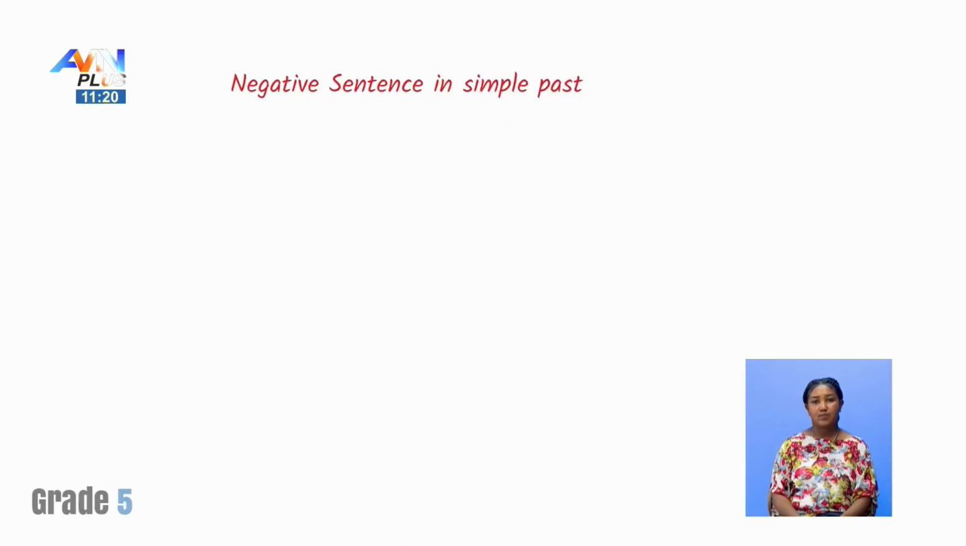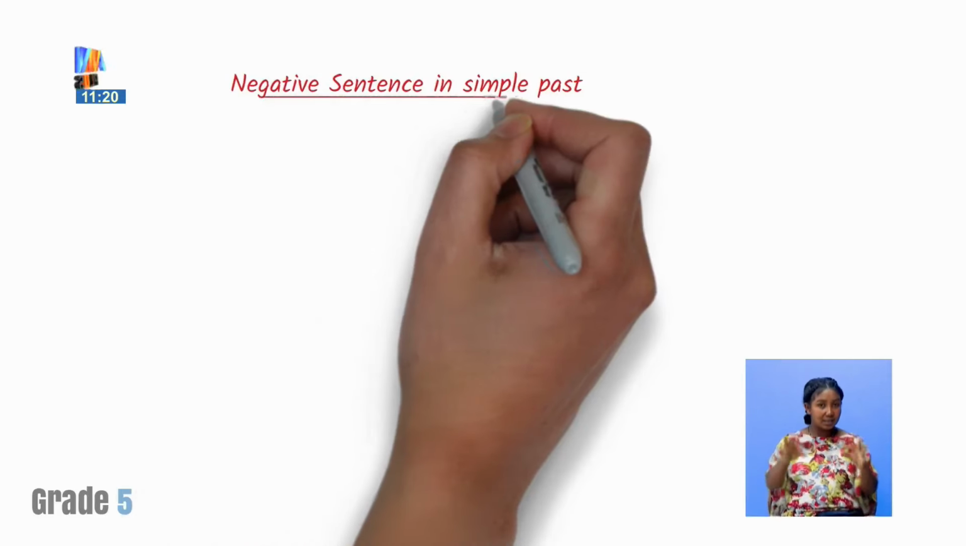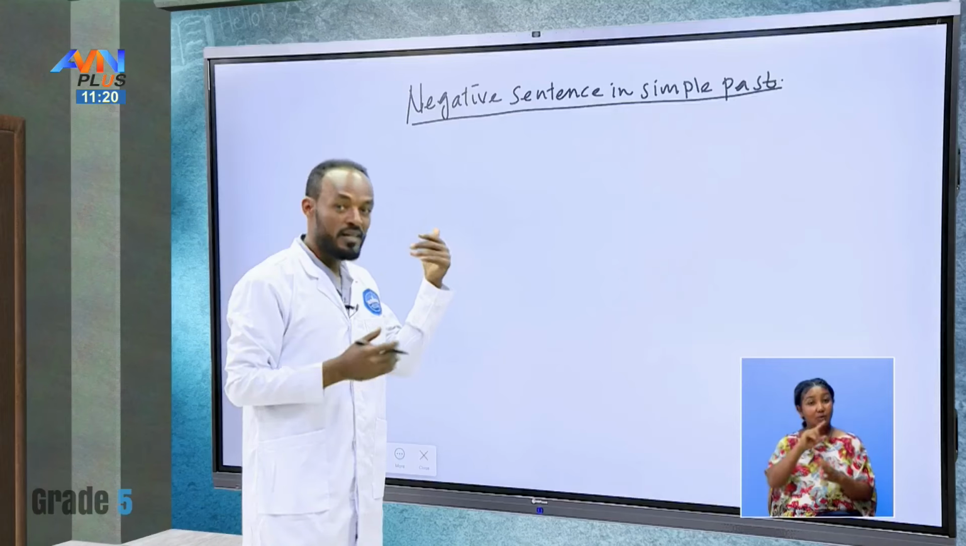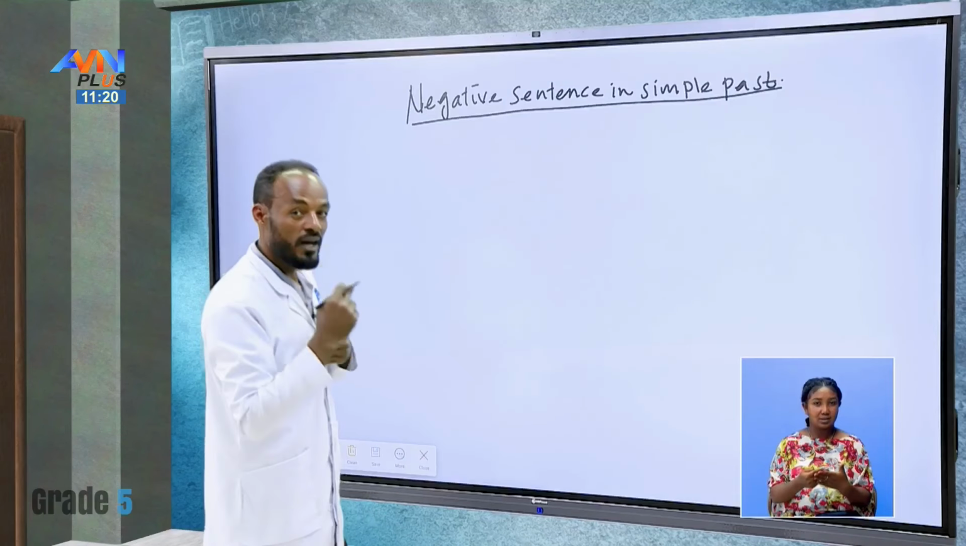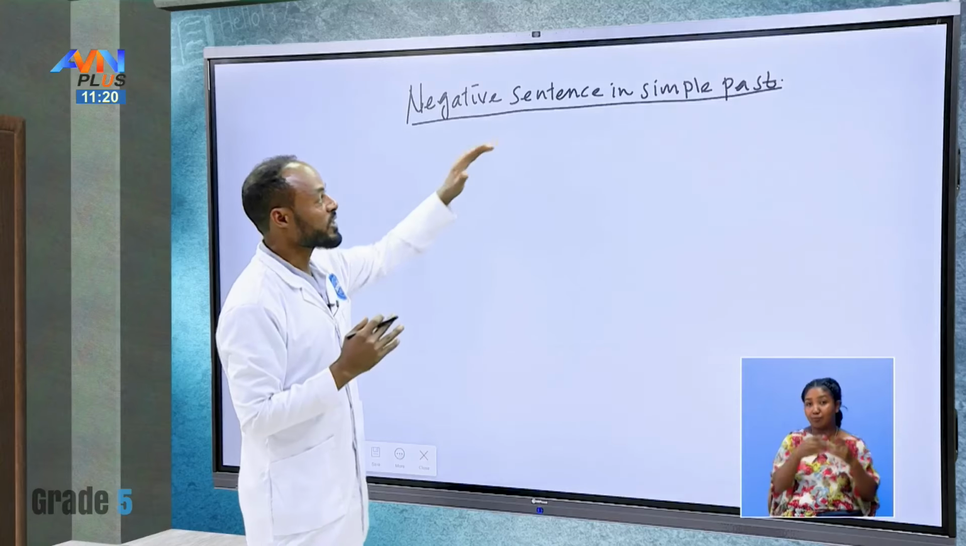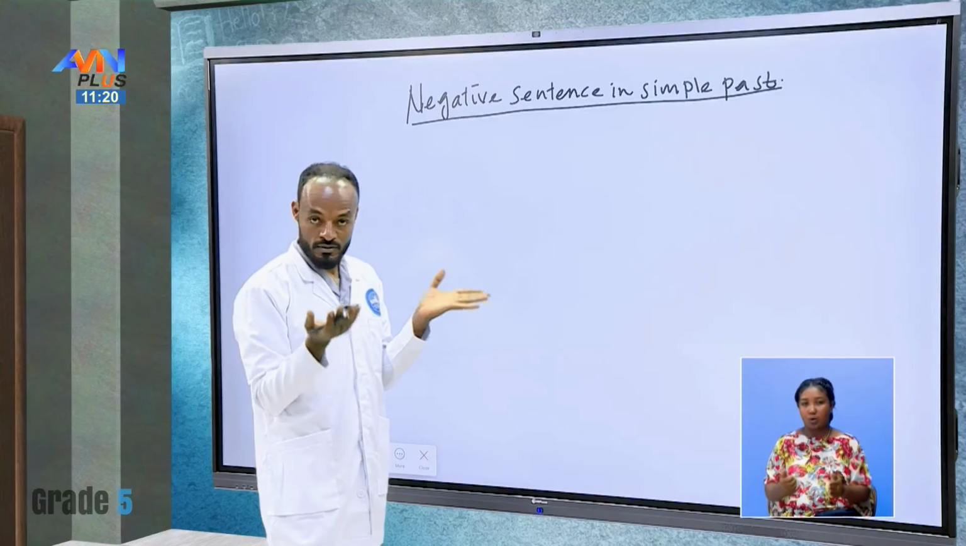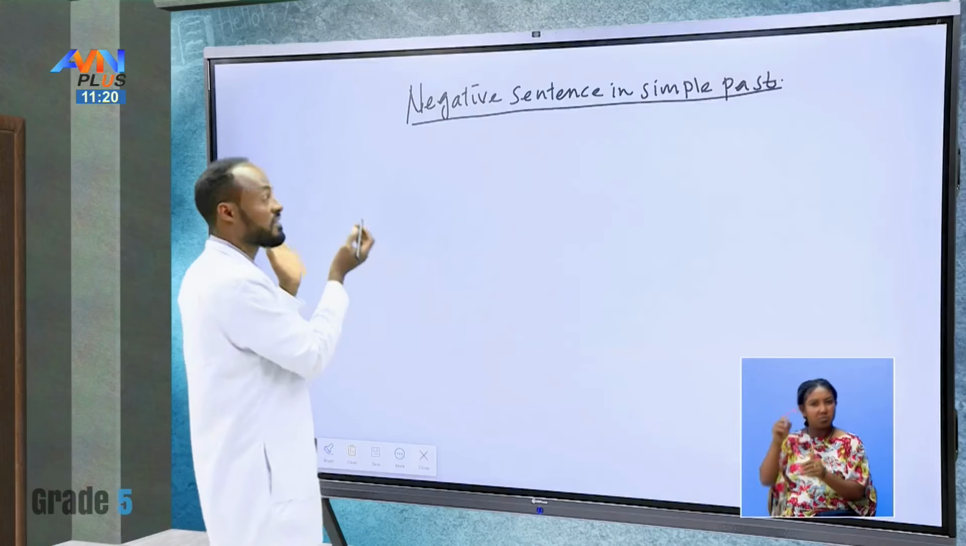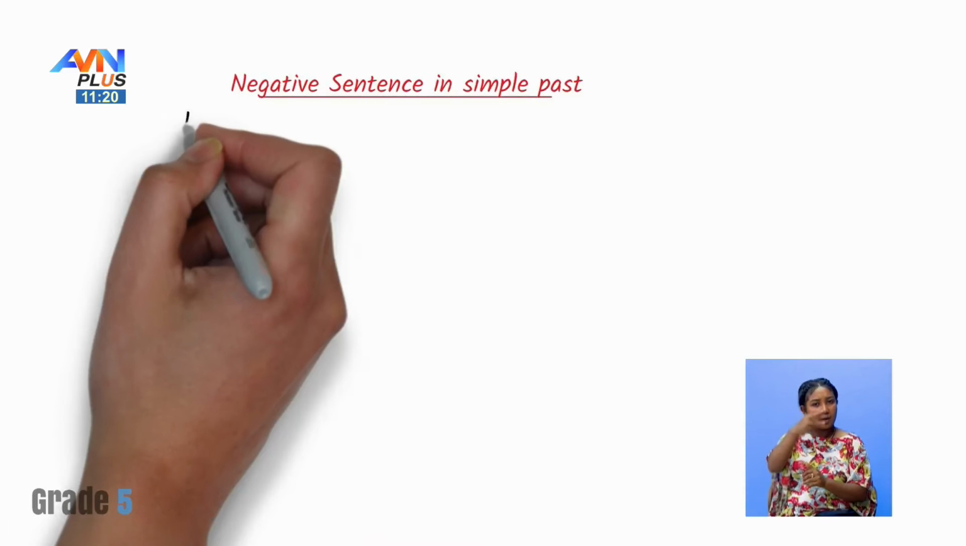In simple past, negative sentence in simple past. We talked about affirmative, isn't it? Now we are going to say something about the negative. When we say negative, first of all, we have to know what affirmative means. Let's write one example in affirmative sentence.